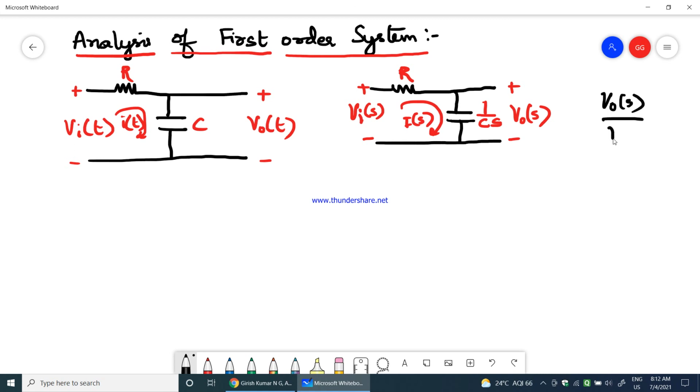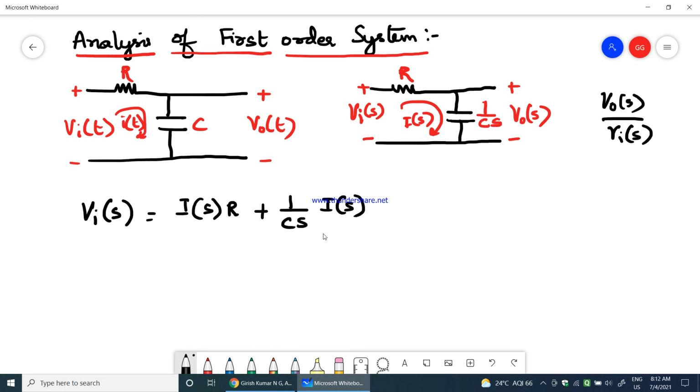Now let me take the equation for V in of s. Our job is to find V out of s by V in of s, that is the transfer function of any system. If I write V in of s, I get I of s into R plus 1 over Cs into I of s, which is equal to I of s times (R plus 1 over Cs), taking I of s common.